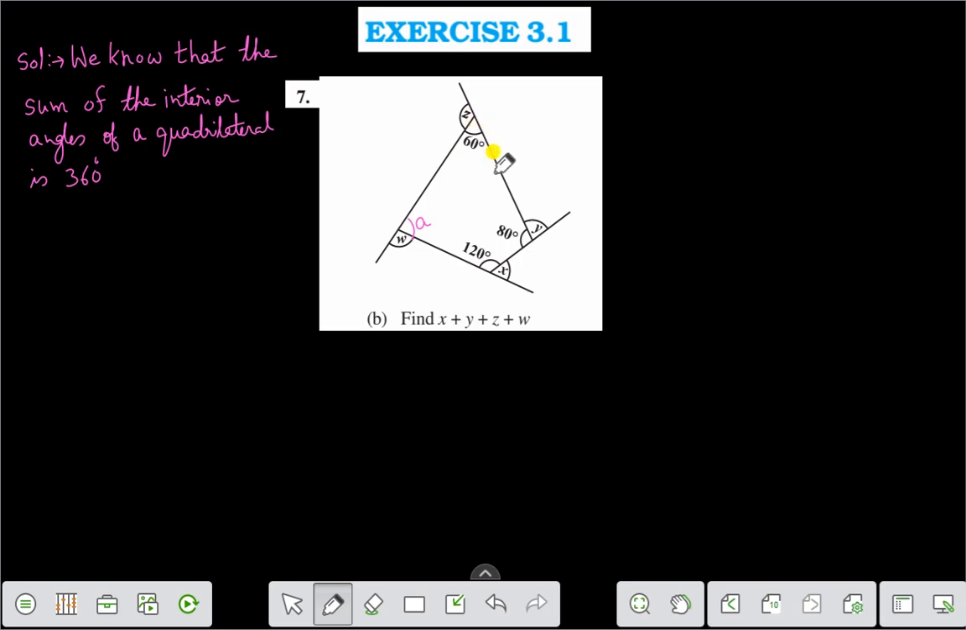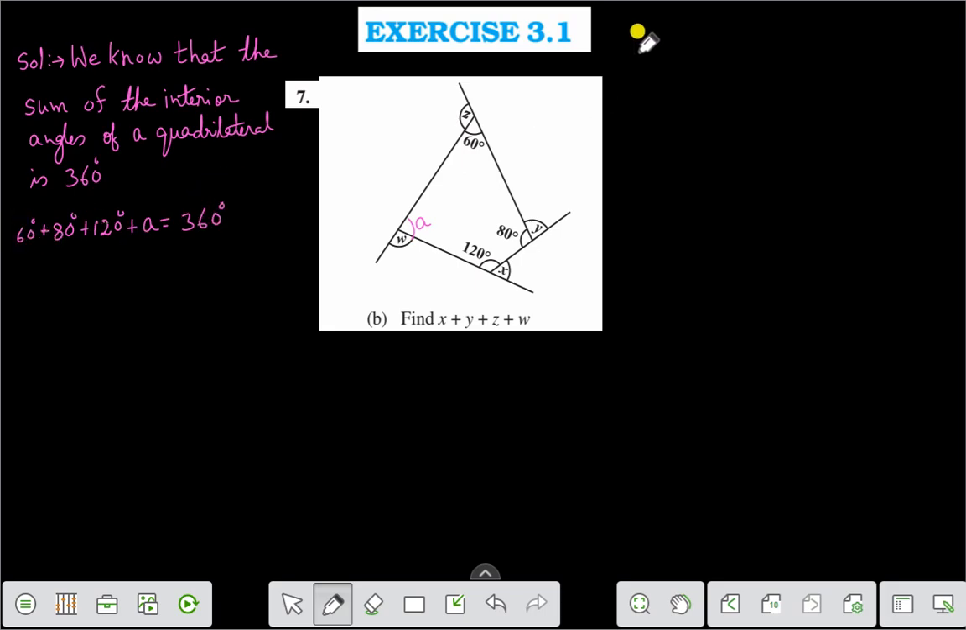Then we can write 60 plus 80 plus 120 plus a is equal to 360 degrees. Then we can write 60 degrees plus 80 degrees plus 120 degrees plus a is equal to 360 degrees.